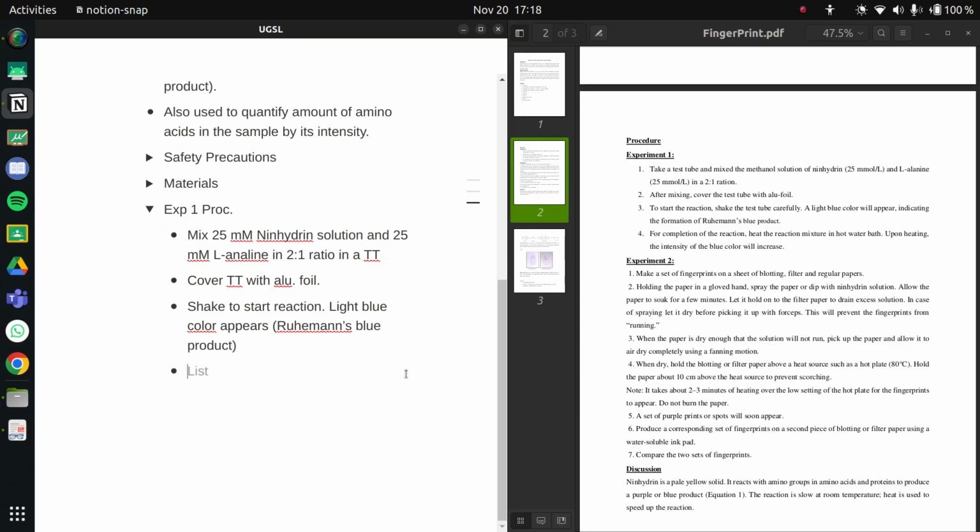For the completion of the reaction, heat the reaction mixture in a hot water bath. Upon heating, the intensity of the blue color will increase. Right. Intensity of blue will increase.